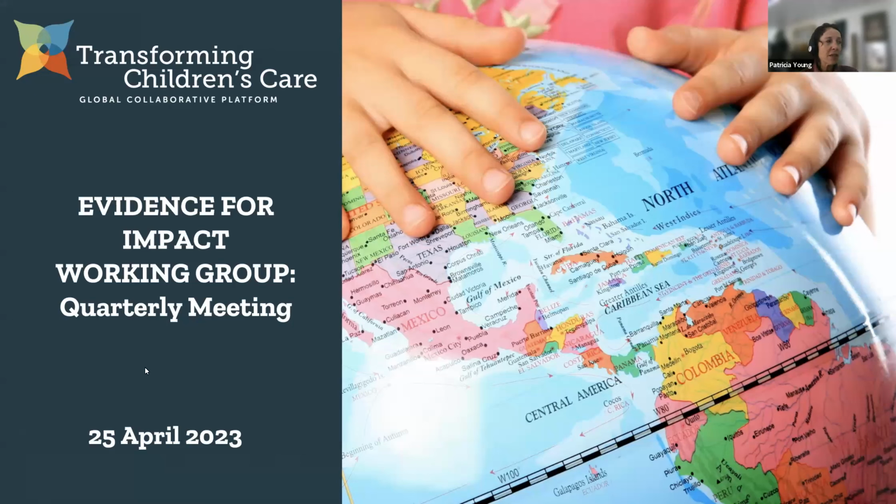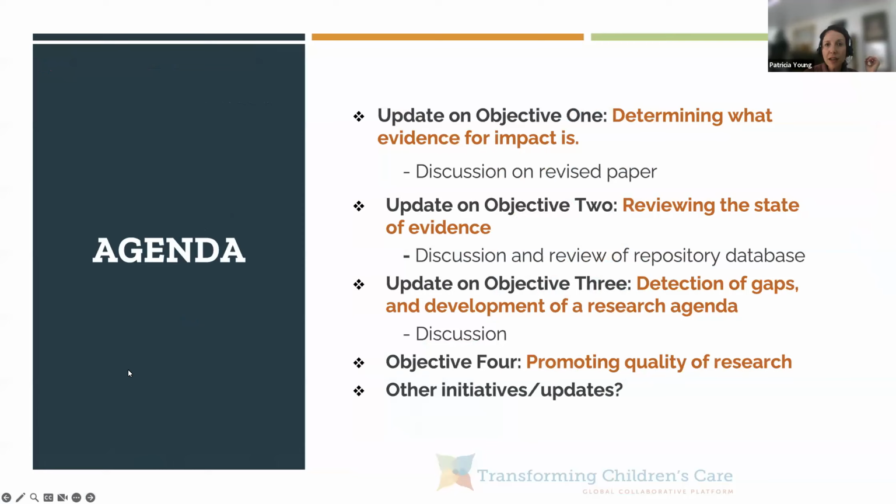So specifically, there's been a lot of work on Objective 1. If you could, I don't know who's got the slides. Thank you, Margot. So there's been quite a significant amount of work on the paper that Marinus originally produced with inputs from Marianne, looking at the framework for determining what evidence for impact is. So a substantive element of today's meeting will be taken up with a discussion around that revised paper, and thanks to everybody who's inputted into that.